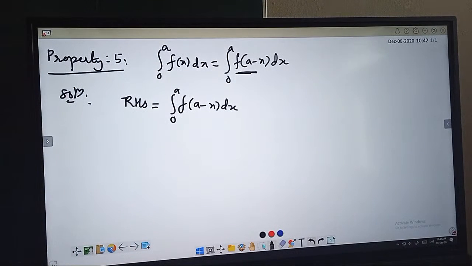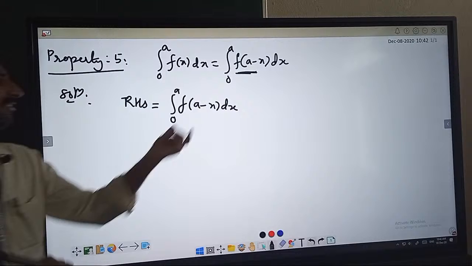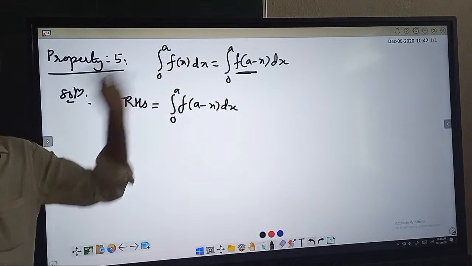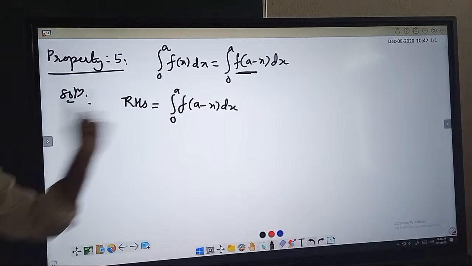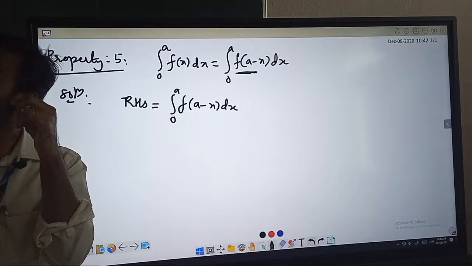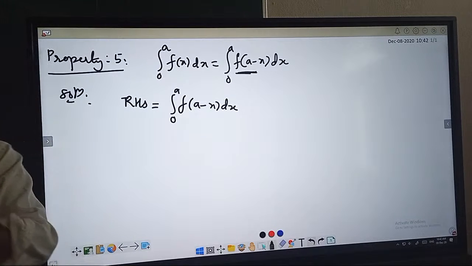Correct? Simply what I do, I will put a minus x equal to t. Why? I am interested in the single variable x. So x you cannot write in place of a minus x equal to x only. What you can do? T you can do.